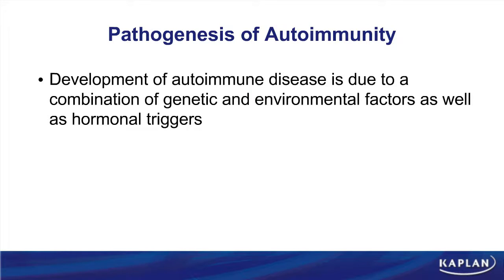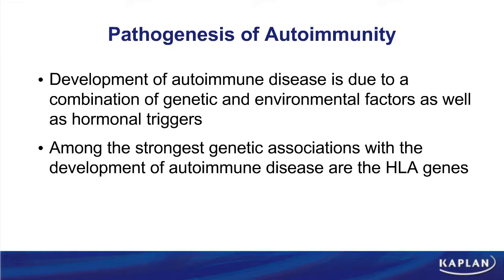As we mentioned, autoimmunity is pretty complicated. So the development of autoimmune diseases is not generally linked to one particular factor, but usually a combination of genetics, as we're going to talk about with HLA here in just a minute, environmental factors, so exposure to different things, and hormones can also be a factor. So again, not typically just one thing that triggers an autoimmune disease.